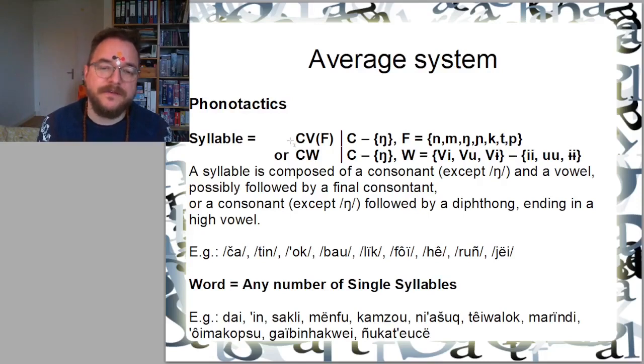Here you can see that with average size consonant and vowel inventories and some very easy rules of creating syllables, you can already produce a very big amount of different words with these simple rules.